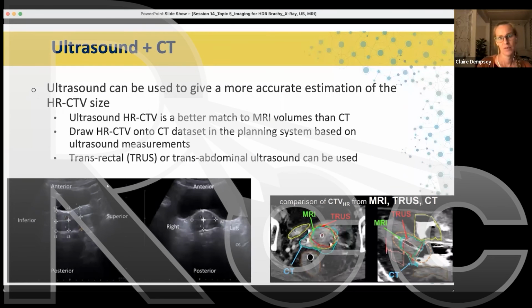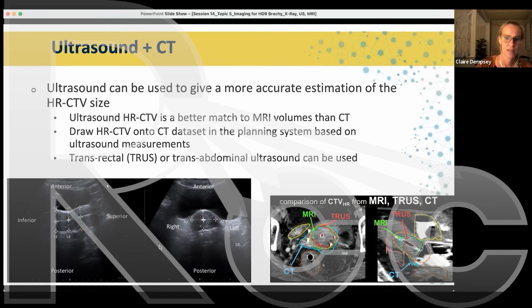And again, I talked about transrectal ultrasound and transabdominal ultrasound. Again, you can use either of those options to get those dimensions of your high-risk CTV. So, there are various papers that talk about transrectal and various papers that talk about transabdominal, and both of them show really great results.